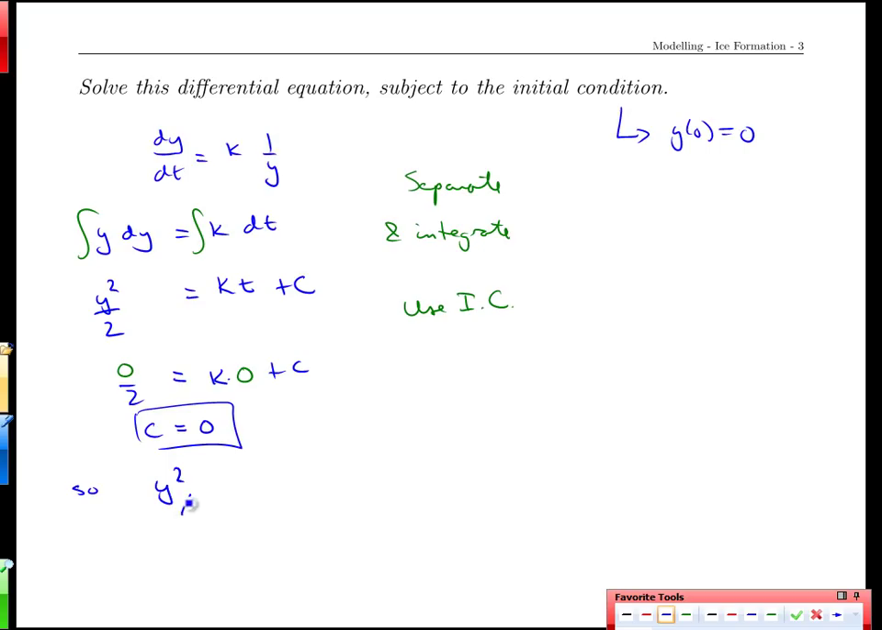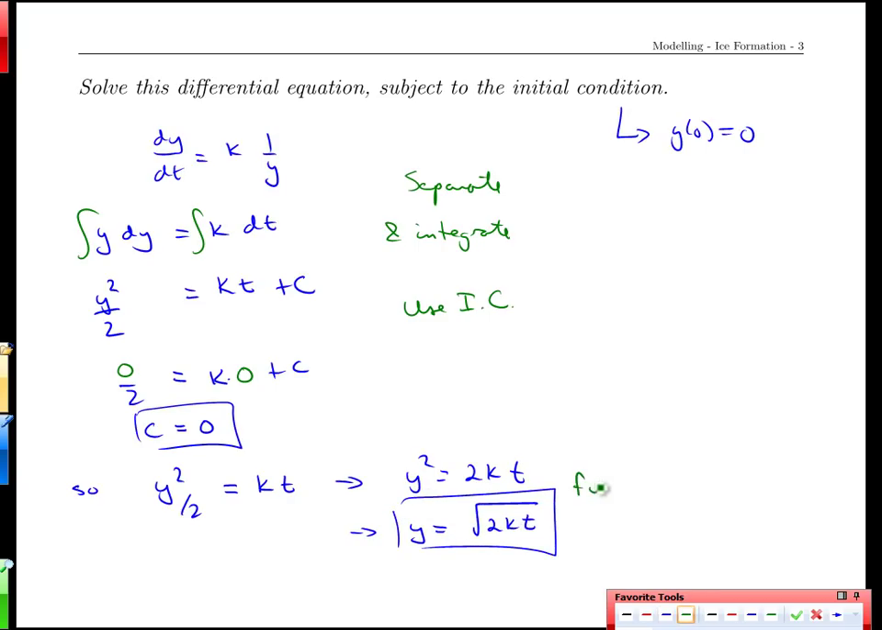So we simply have y squared over 2 is kt, or y squared equals 2kt, or y equals the square root of 2kt. That is our function for the thickness of the ice. Thickness of the ice, that's y, over time. That's our mathematical prediction based on the rate of change of the ice thickness being inversely proportional to y.